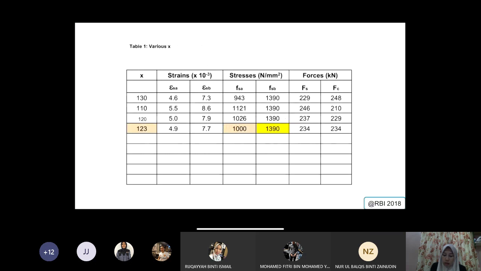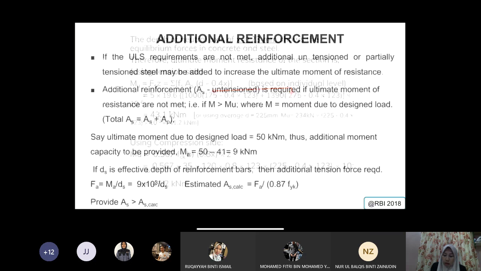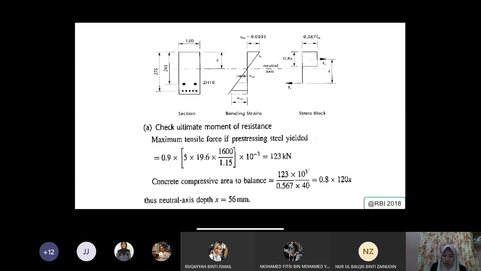Okay, and forces in steel, and then the additional reinforcement. It's not that difficult. It's actually very straightforward. I think it's not something that you are not familiar with. It's something that you are familiar with.